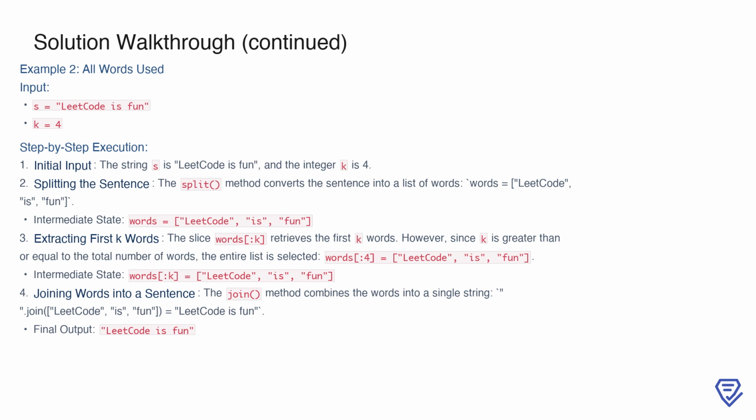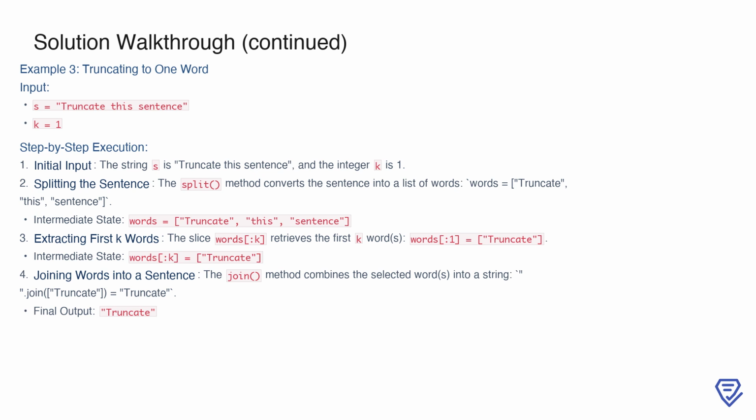remains intact. In the final example, the string s is "truncate this sentence" and k is 1. As before, we start by applying the split method to the string, which breaks it into the list ["truncate", "this", "sentence"]. This gives us an intermediate state where the sentence is separated into its individual words. Next, we use the slicing operation words[:k] to extract the first k words. Since k is 1, only the first word is selected, resulting in the sublist ["truncate"].